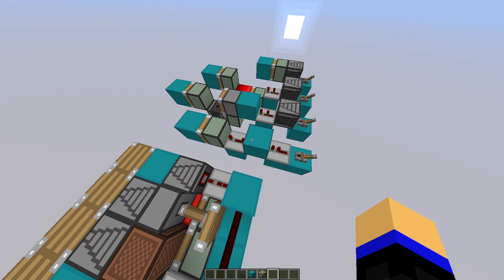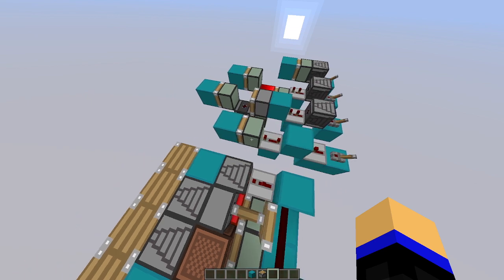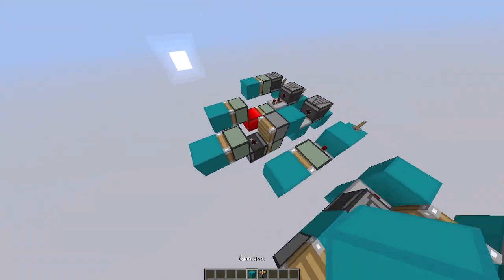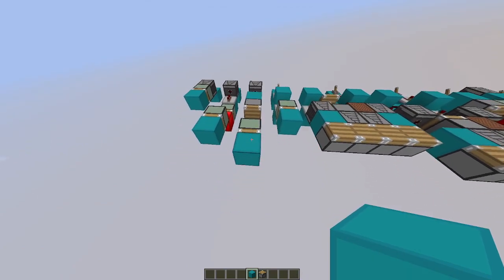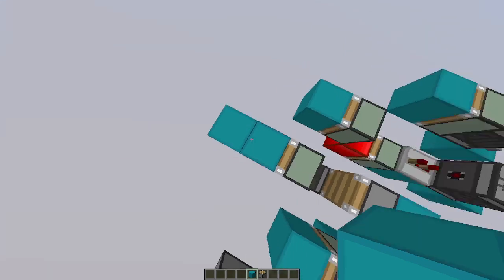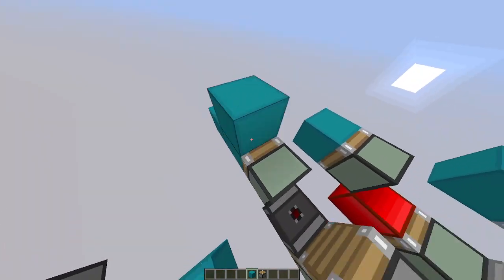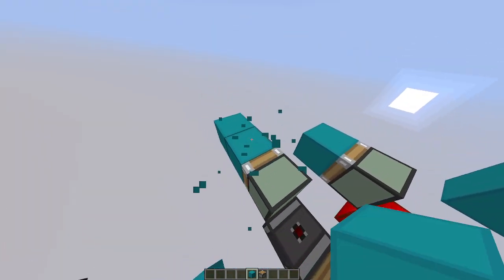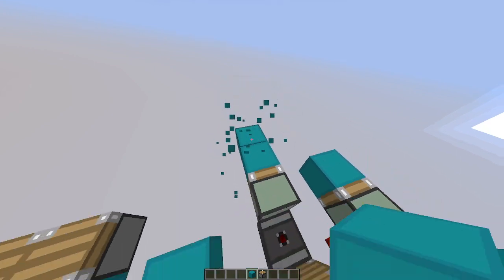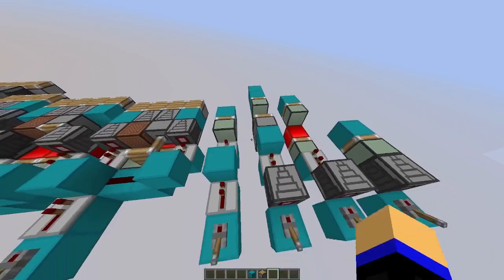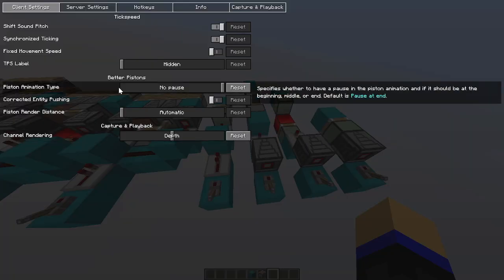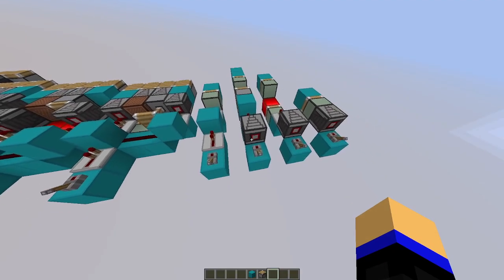Now, a final remark for you is that if you have a piston with a 0 to 1 tick pulse or 0 to 2 game tick pulse, but then pushing another block in front, then you cannot say this is the last block anymore. The block in front is the last block. Why? Well, let's just see. I will change to this. This is more accurate. Look at this case.